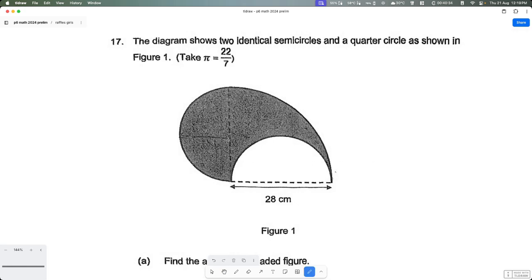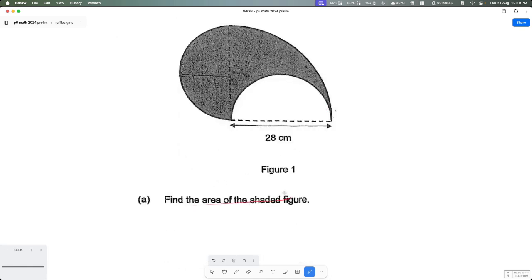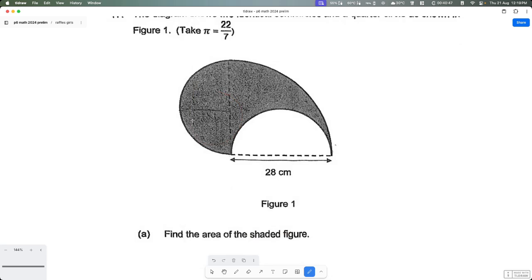All right, so last question. The diagram shows two identical semicircles, one over here and the other one over here, and a quarter circle, this and this. All right, find the area of the shaded figure. That's what I see over here.